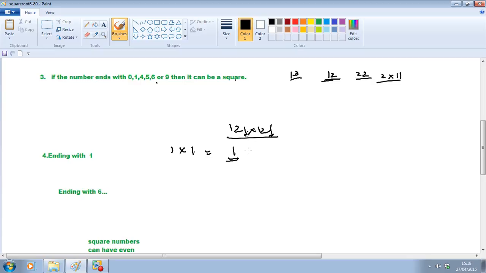No, but 9 can. 9 nines are 81. For example, you are multiplying 19 by 19. So the last digit can be 9. So if any number ends with 1, its root can end with 1 or 9.